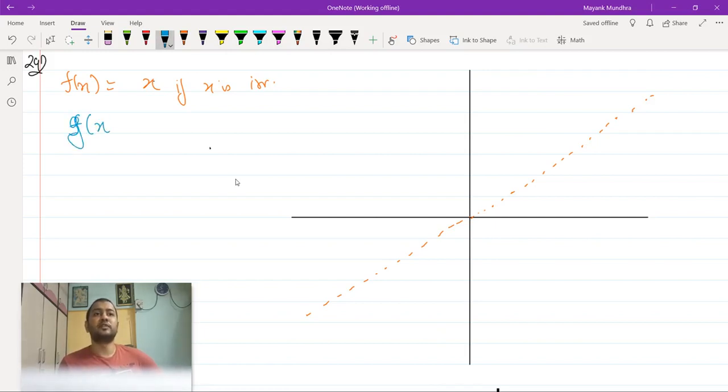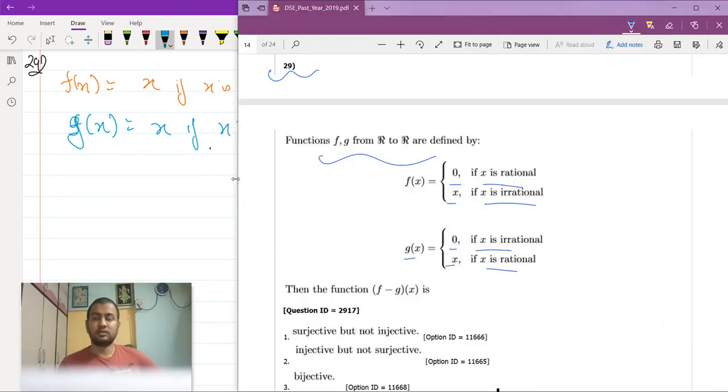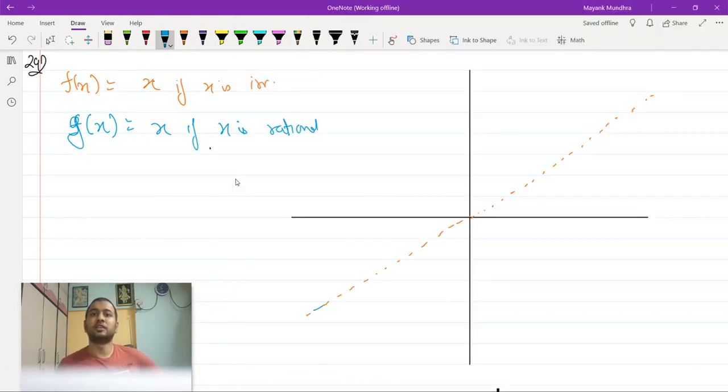And then you have g(x), which is x if x is rational. What this will look like is it will be filling these holes. So if somebody asks you f(x) plus g(x), it will be just the y equals x line. That is definitely one to one, but that's not what they have asked us. They have asked us f(x) minus g(x).